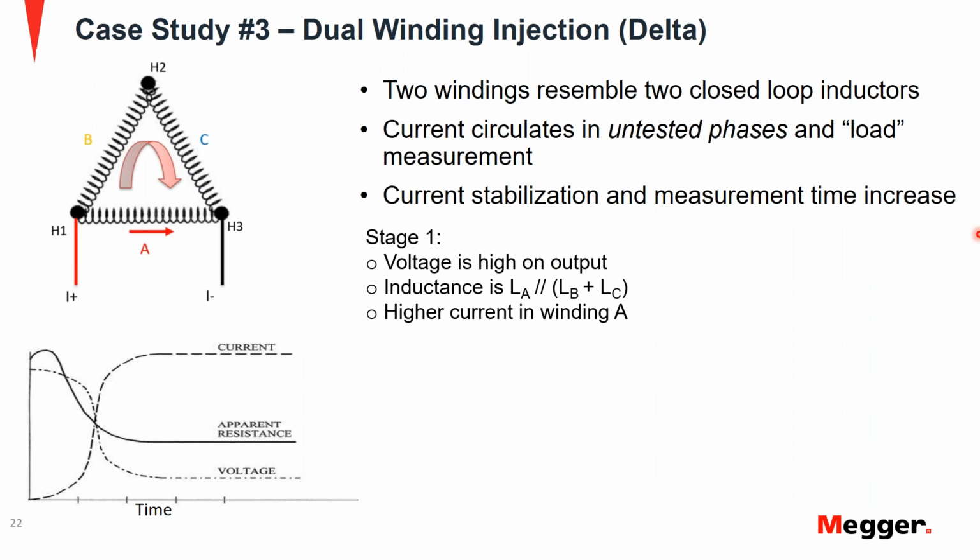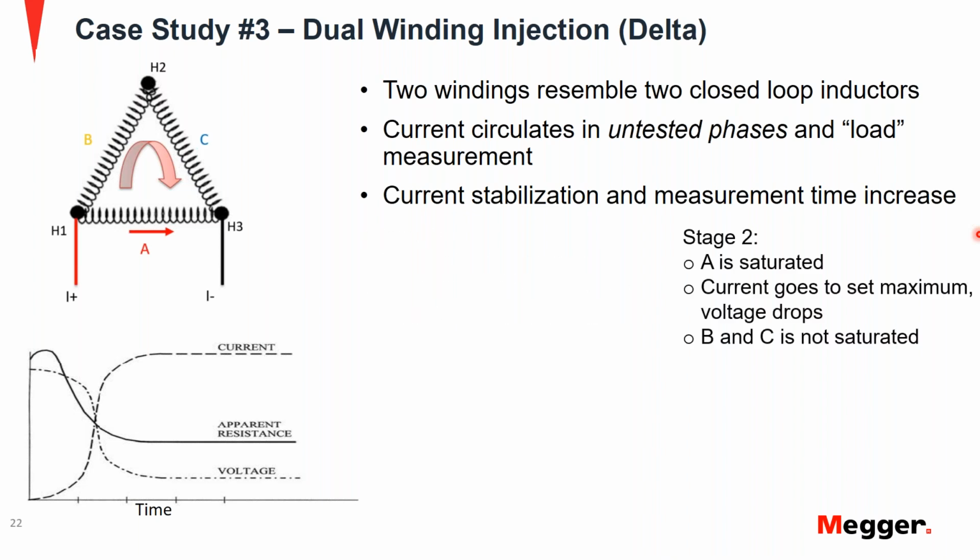At the same time, the total inductance of the circuit is going to have the B and C phases together. However, because you're testing the A phase, the current in that phase is higher. Now we enter stage 2. As the current goes higher, the A phase gets saturated, and then your current goes to the set maximum, and the voltage across that phase will drop. It's important to understand that here only the A phase is getting saturated. However, you have a parallel combination of the B and the C phases that is still not saturated.